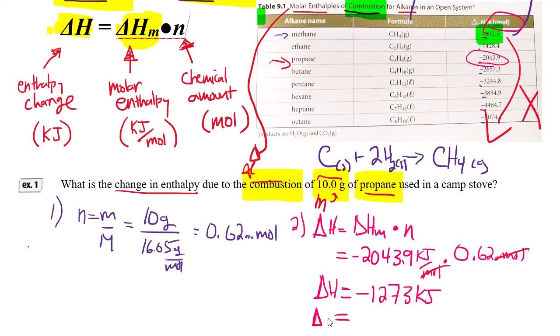So we could either put this into megajoules, but I might just use scientific notation. So 1, 2, 3, negative 1.27 times 10 to the power of 3 kilojoules. So that's going to be the enthalpy change for this propane as I burn this much propane. And you'd expect that would be greater if I burned more propane, right? Or it'd be less if I burned less. So the mass here is significant, and I took that into account.